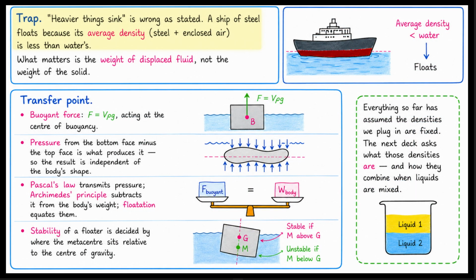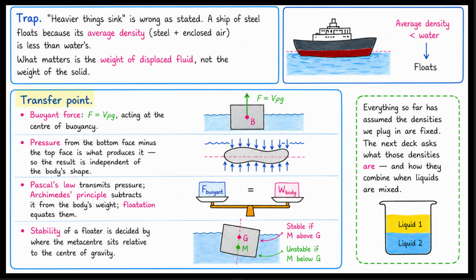Common trap and transfer point. There is one trap worth naming explicitly. The phrase "heavier things sink" is wrong as stated. A steel ship floats because its average density, steel plus the air enclosed inside the hull, is less than the density of water. What determines floating or sinking is the weight of displaced fluid, not the weight of the solid material.